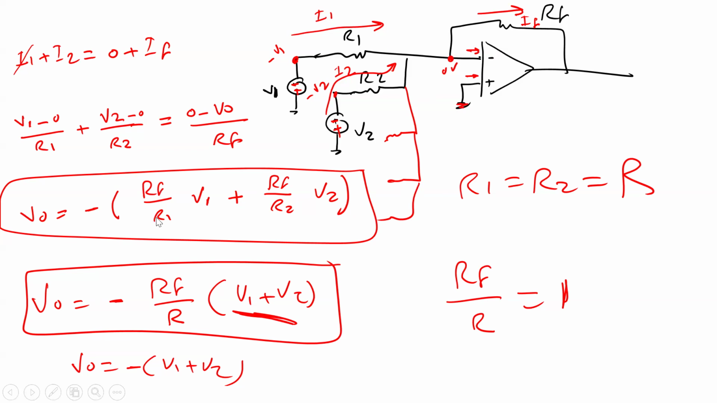Here, RF divided by R1 times V1 plus RF divided by R2 times V2 plus RF divided by R3 times V3 and so on. So you can extend all these equations here. If R1 equals R2 equals R3 equals R, in this case you have V1 plus V2 plus V3 and so on. This circuit we call a summer, because you can sum up or add voltage sources together. Any questions?